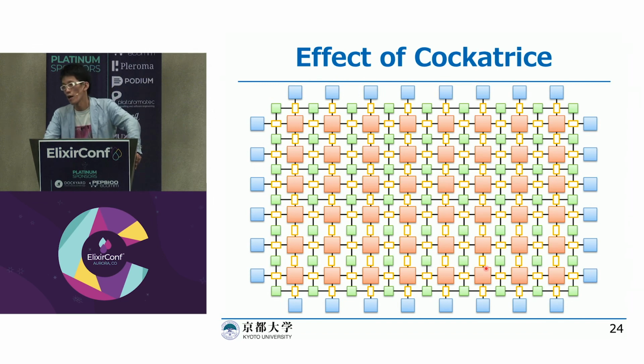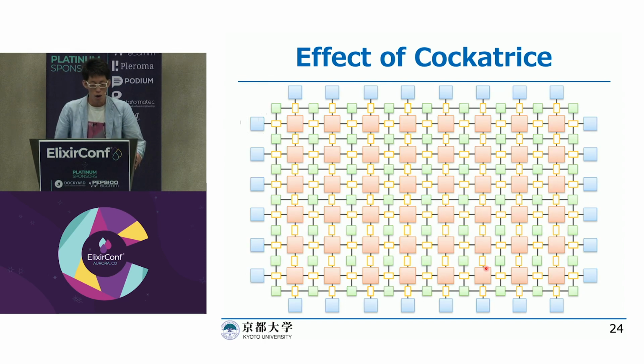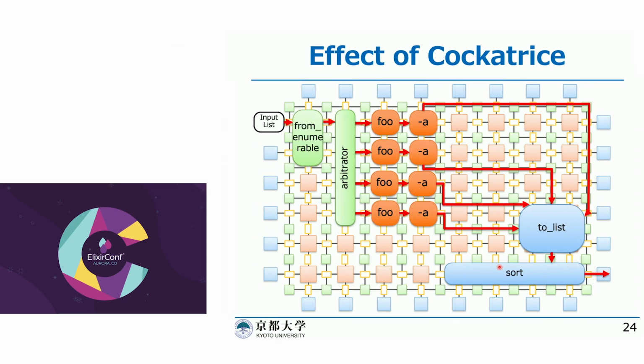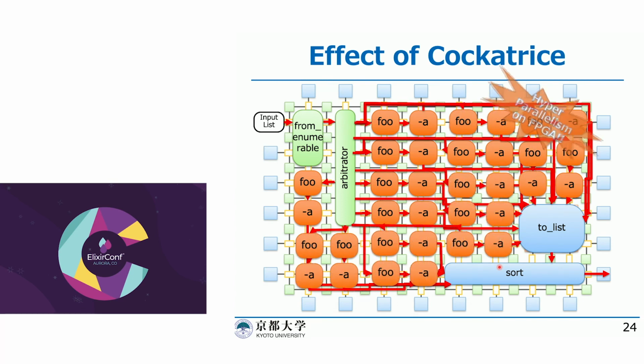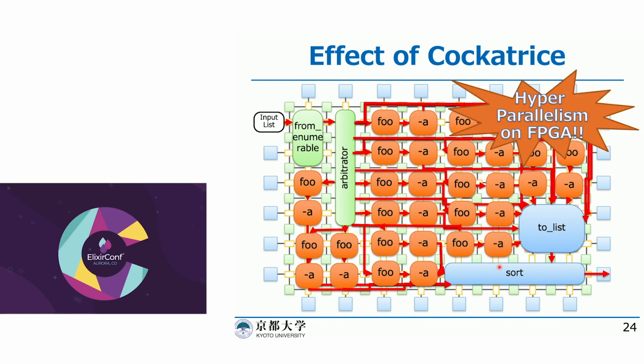This is a systolic array architecture on FPGAs. So four full functions and four negative functions can be located on the FPGAs. However, there is enough space on FPGAs. So I can locate the full and negative functions like this. And more full and negative functions can be located. So we can realize hyperparallelism on FPGAs.